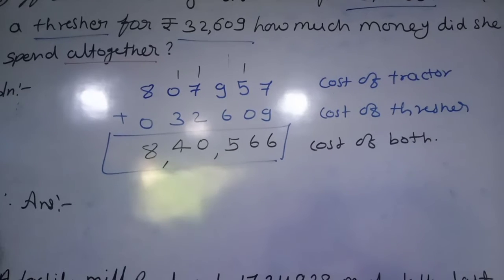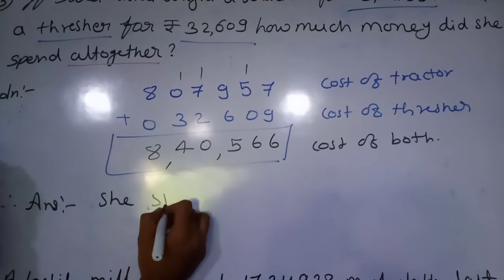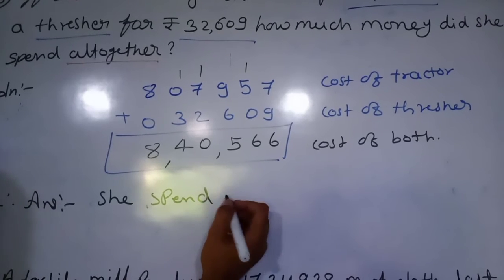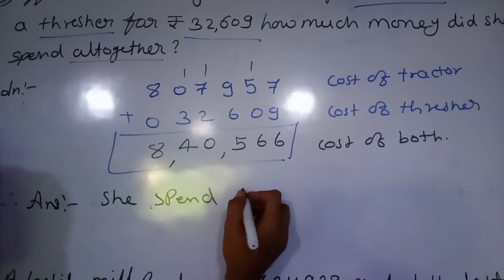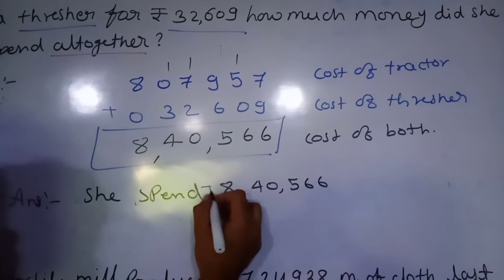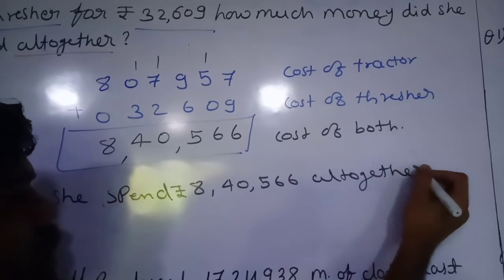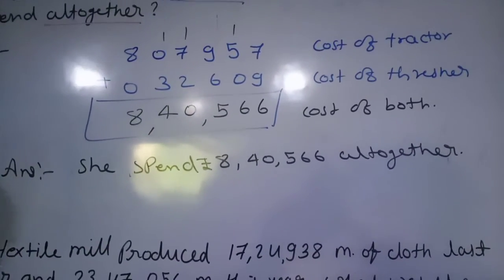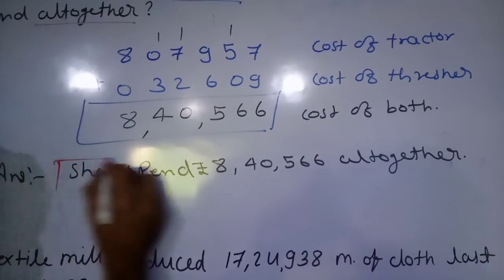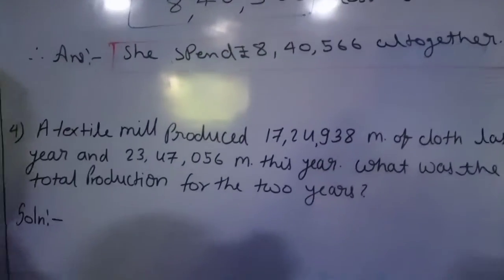How much money did she spend? She spent 8,40,566 rupees all together. This way we have to write the answer and put that into the bracket. Now come to the next sum.